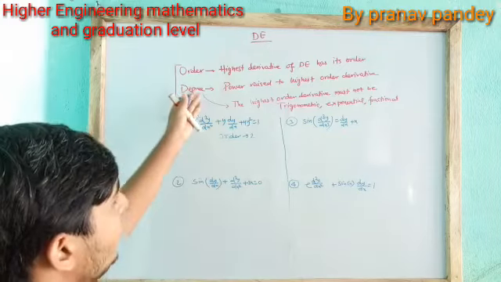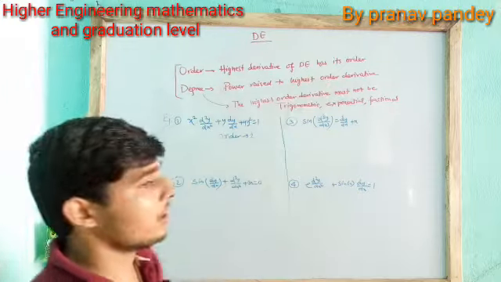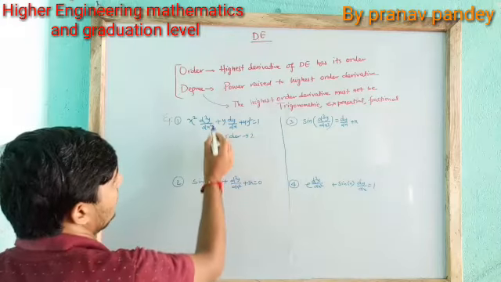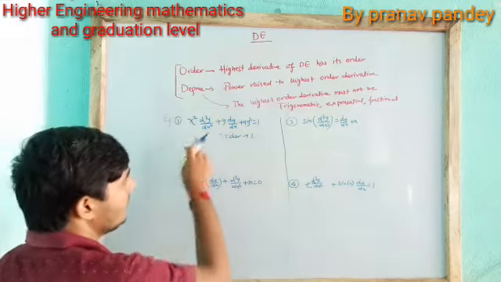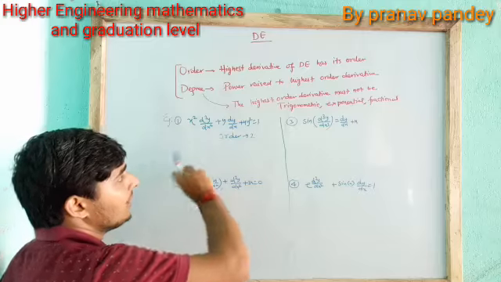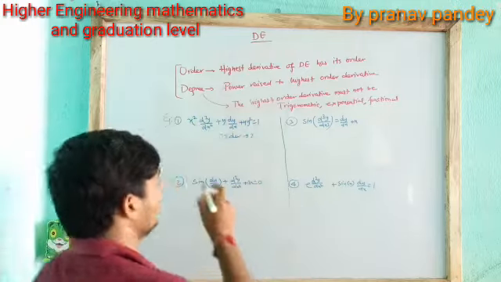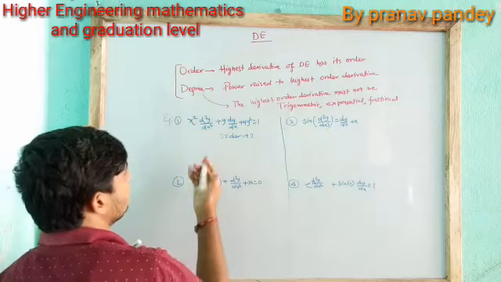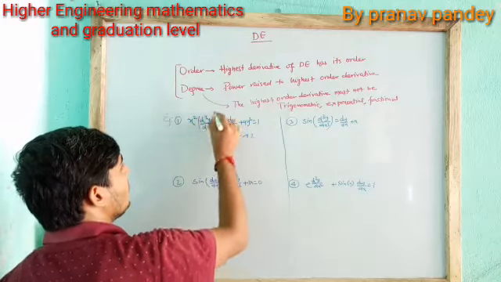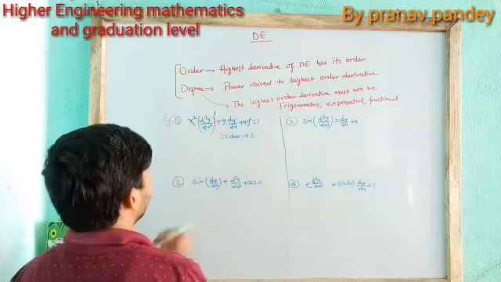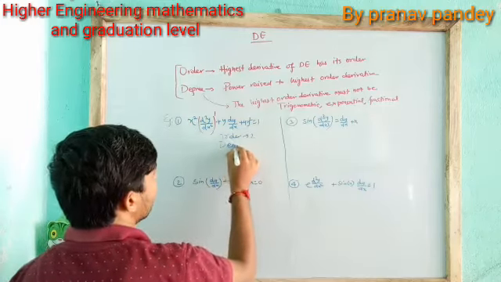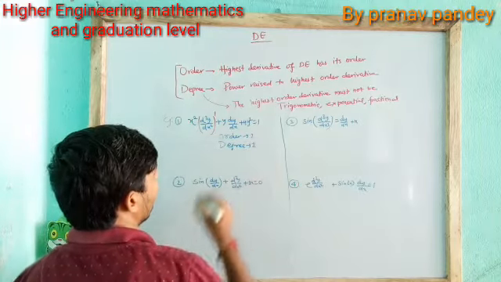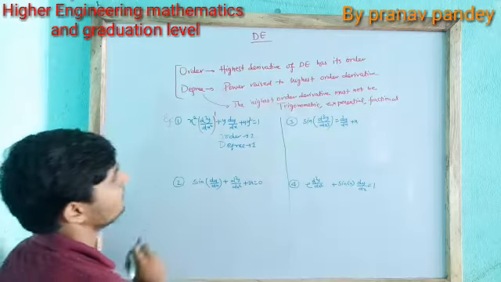Now degree: the power raised to the highest order derivative. In the question, d2y by dx square is the highest derivative, and its power is its degree. Then what is its power? In this question, d2y by dx square contains power 1. So we can say that its degree is 1. Now let us see the next question.